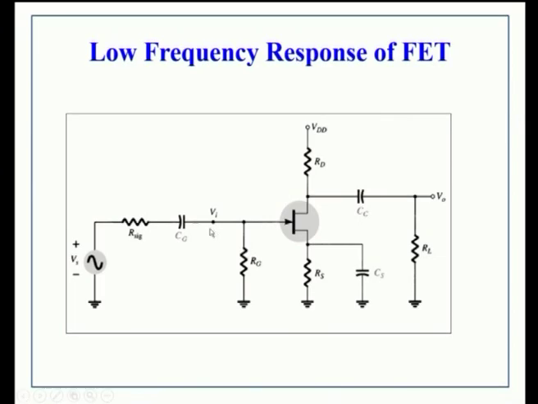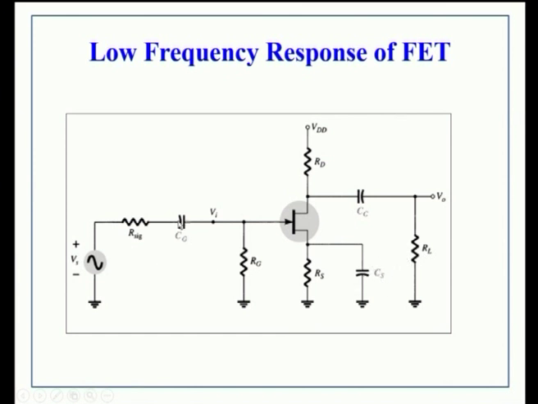In the circuit, if you note the circuit, there is a capacitance represented by CG which is connected to the gate terminal, and at the output terminal it is CC, that is at the drain terminal, and across the resistance RS you have a capacitance CS. So, these are all the capacitance effects which are going to reduce the gain of the FET, similar to the BJT. CG and CC are the coupling capacitors, and CS is the bypass capacitor.